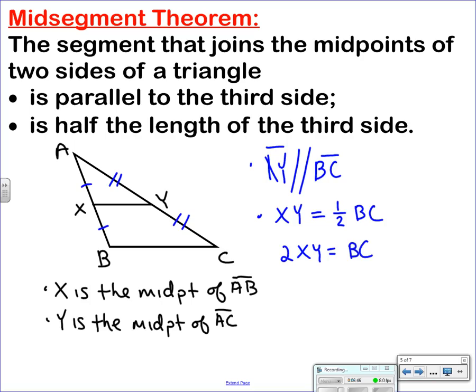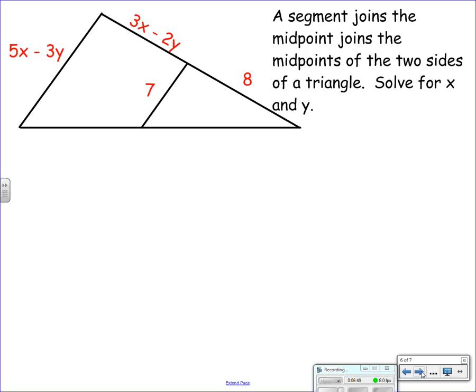We're going to be using this a lot in algebra, and this is one of our system of equations problems. Segment joins the midpoints of two sides. So I know this is congruent to this, that side's congruent to that side. Solve for x and y. Well, I know 3x minus 2y is equal to 8. At the same time, I know this side 7 is half the length of 5x minus 3y. So 5x minus 3y equals twice 7, which is 14.